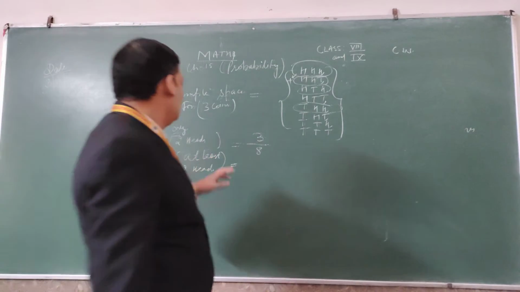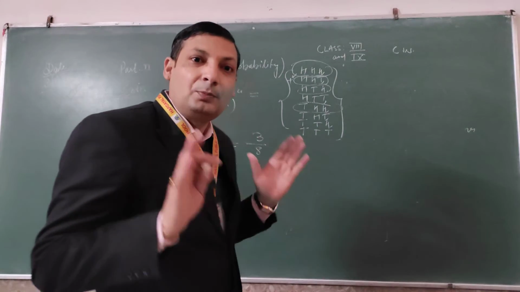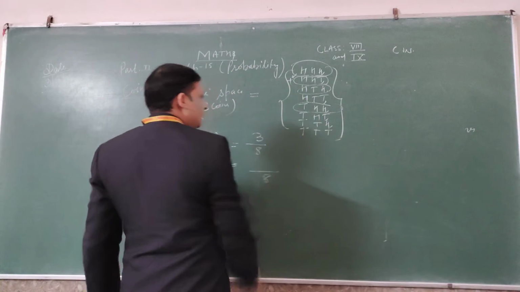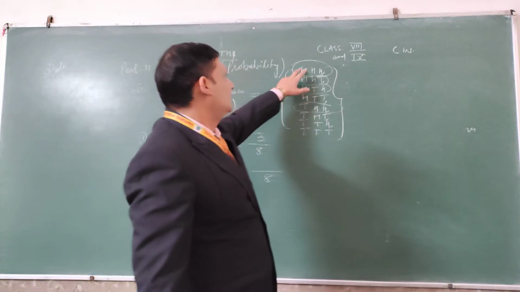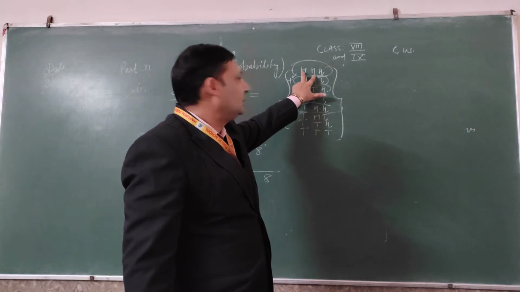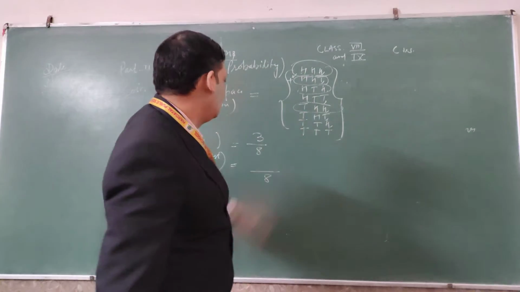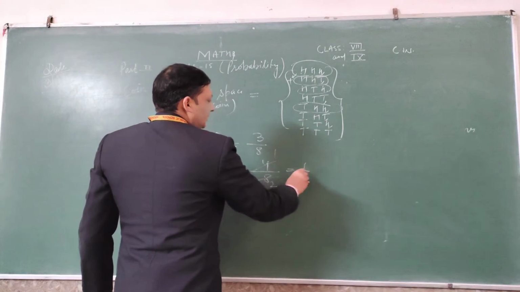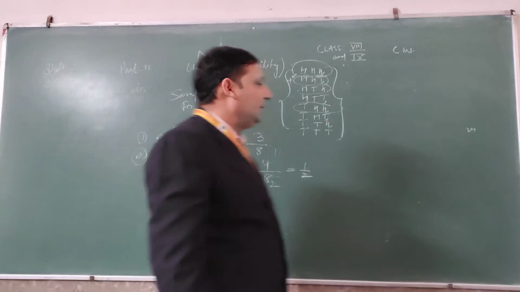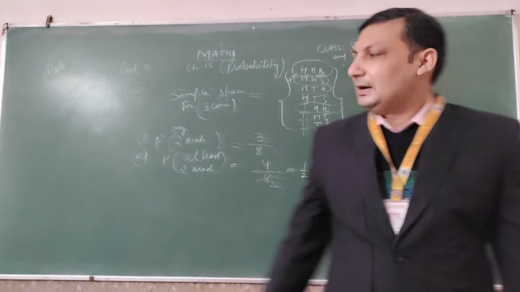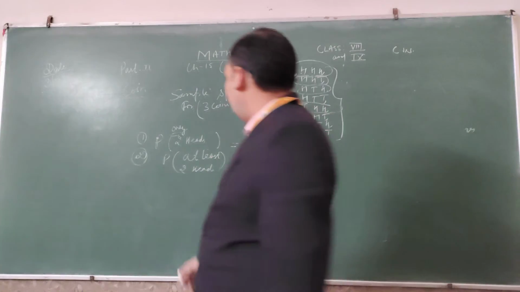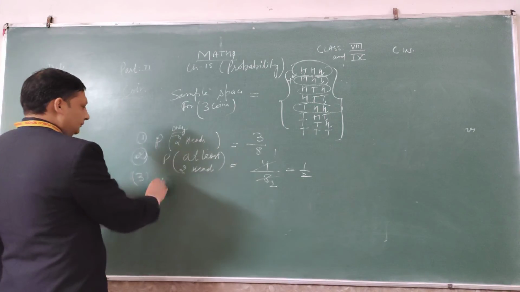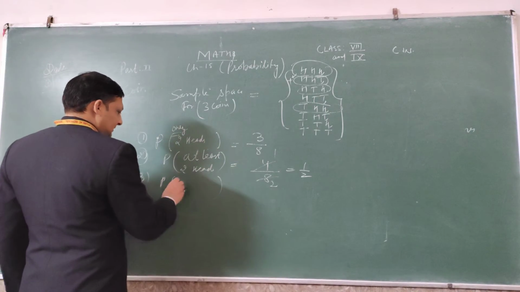So how many outcomes? Probability means number of favorable outcomes upon total number of possible outcomes. Total will be the same, 8. Now see the favorable outcomes. 2 heads are coming here at least. 1, 2, 3, 4. 4 by 8. 4 to the 4, 4 to the 8. 1 by 2 is the probability of finding at least 2 heads. One more question we can take to understand this. Probability of all heads.